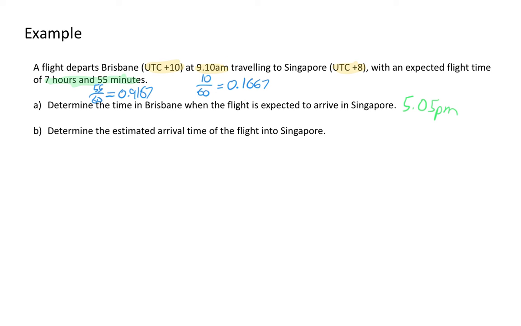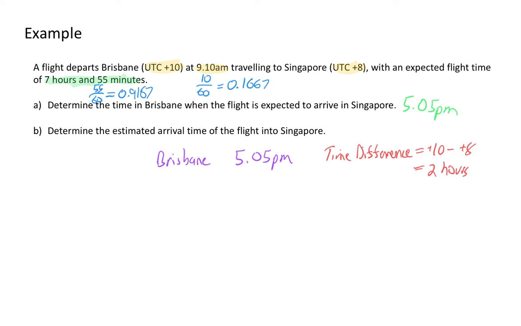So now having a look at part B of the example, we want to determine the estimated arrival time of a flight into Singapore. So we know that Brisbane time is going to be 5:05 p.m. And before I can work out the Singapore time, I need to work out what the time difference is between Brisbane and Singapore. So to work out the time difference, I'm going to subtract my smaller time zone from my bigger time zone. So I'm going to subtract 8 from 10, because 10 is my larger time zone. So 10 minus 8 is equal to 2 hours.